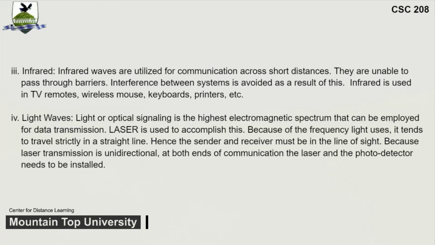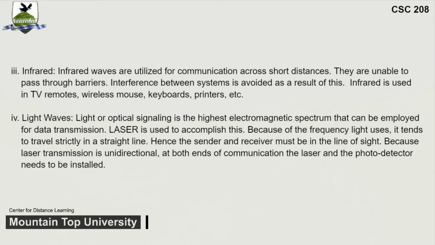3. Infrared. Infrared waves are utilized for communication across short distances. They are unable to pass through barriers. Interference between systems is avoided as a result of this. Infrared is used in TV remotes, wireless mouse, keyboards, printers, etc.